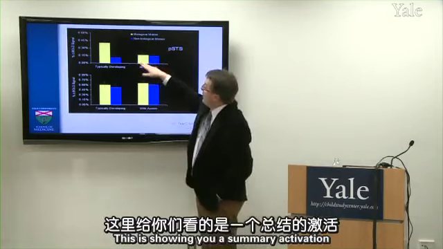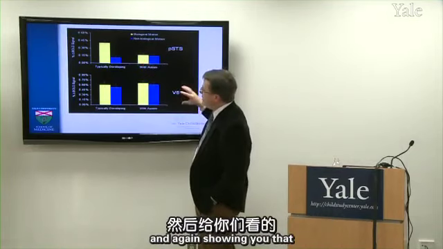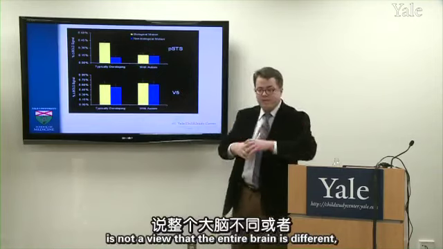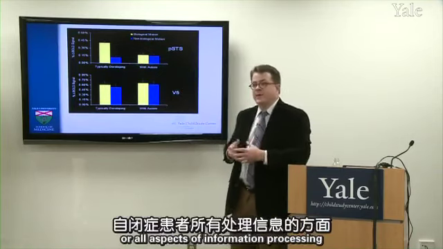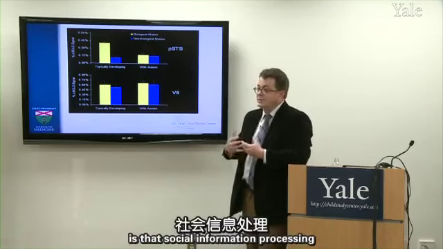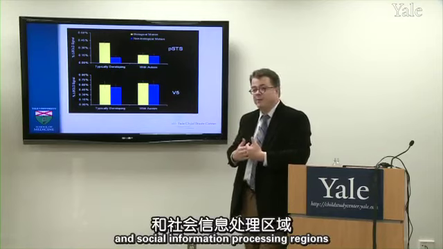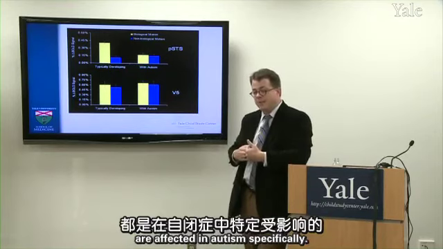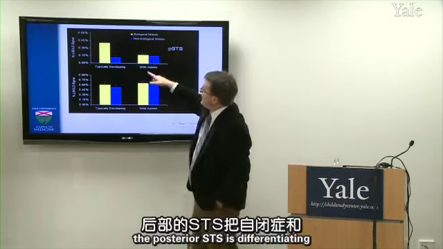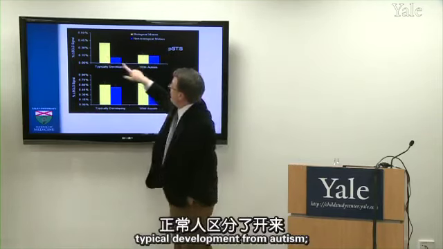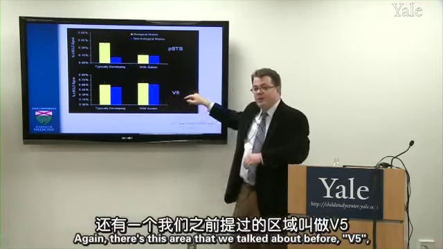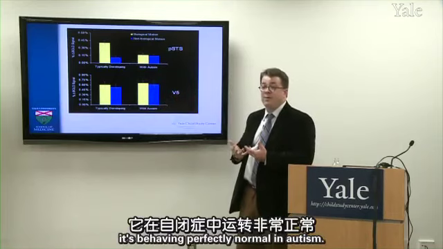This is showing you a summary activation. And again, what I'm trying to put forward is not a view that the entire brain is different or all aspects of information processing are different in autism. What I'm trying to convey is that social information processing and social information processing regions are affected in autism specifically, right? And what this is showing is that the posterior STS is differentiating typical development from autism. It's dysfunctional in autism. But again, this area that we talked about before, V5, it's behaving perfectly normal in autism.